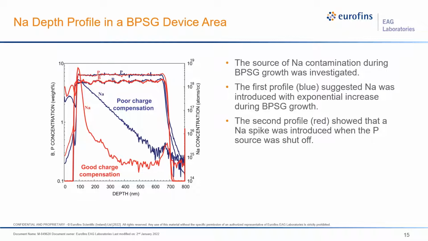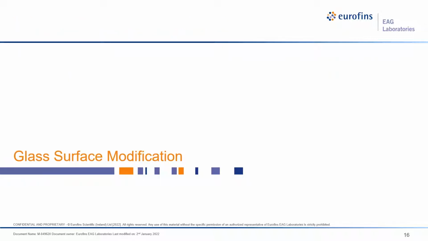So let's look at some glasses and see how we can apply these things. For a variety of reasons, glass surfaces require modification for strength, chemical durability, coatability, and looking for impurities coming into these layers, particularly from the substrate and sometimes from the ambient atmosphere.